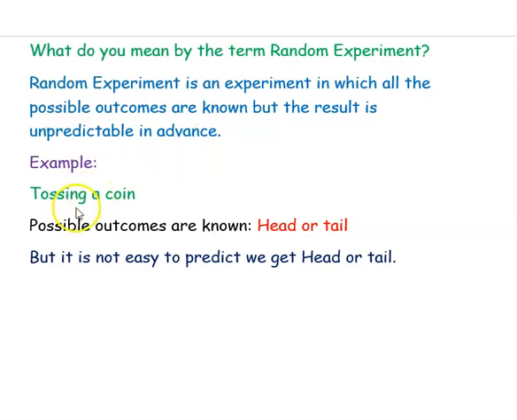So we'll see an example. Tossing a coin is an example of random experiment. You know, if you toss a coin, what are the possible outcomes? So you know you'll get either head or tail if you toss a coin. So this is the possible outcome. But you cannot predict whether you will get head or tail for sure. So this is called a random experiment. You know the possible number of outcomes, but you cannot predict what is the exact outcome.